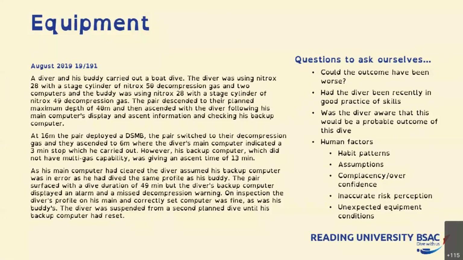Now, my thought is that had they known that, they would have not done the dive, or they would have perhaps had their other computer in gauge mode. But I'm making inferences there that may not be the case. But some human factors could have been at play. Well, there's habit patterns, obviously, assumptions, complacency, and potentially inaccurate risk perception. And there's certainly, I think, an element of unexpected equipment conditions. The diver didn't expect his backup computer to go into alarm. Otherwise, they wouldn't have done the dive profile that they did.